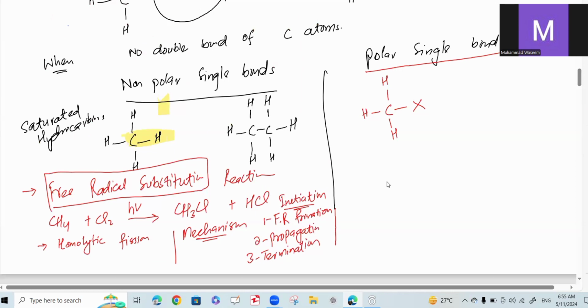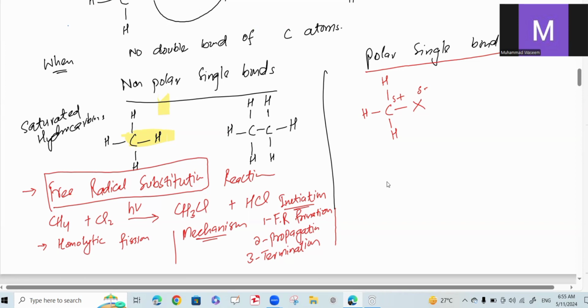It attracts the shared pair of electrons towards itself. It attracts this bonded pair of electrons towards itself, and it has a partial positive charge. So now it has polarity. Its substitution is possible, meaning this can be substituted, but it will not be substituted easily.